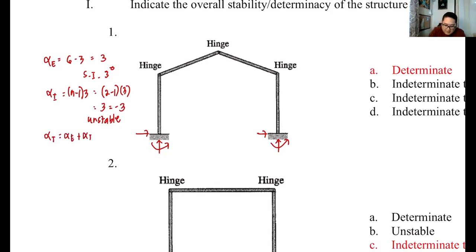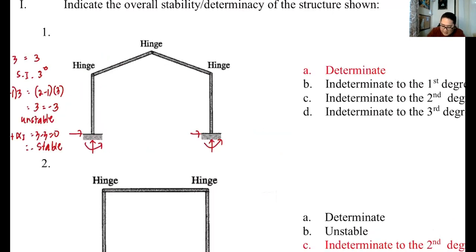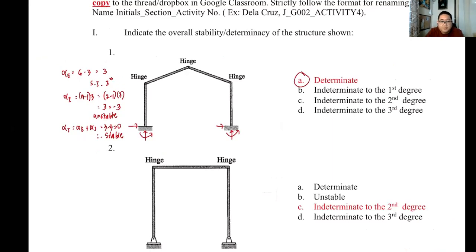And for our total stability or overall stability, that will be yung ating external then internal. So we have 3 minus 3 is equals to 0. Therefore, tayo ay determinate o statically stable na structure. Okay? Stable. Therefore, determinate yung ating structure. Okay?